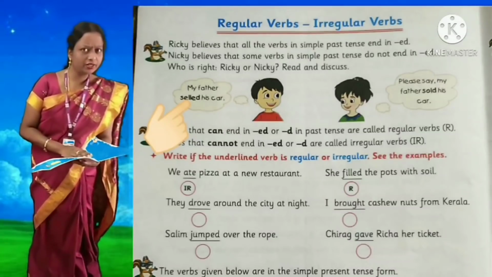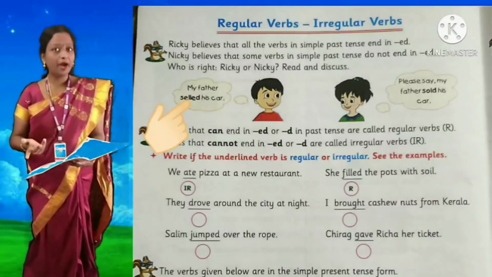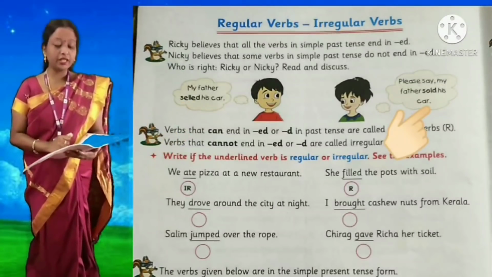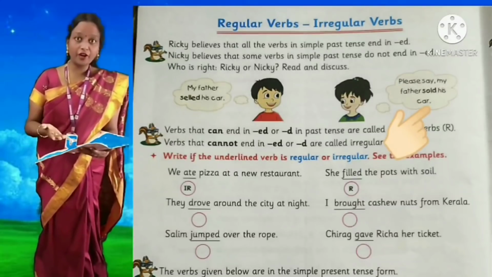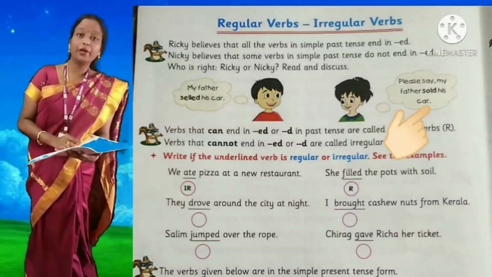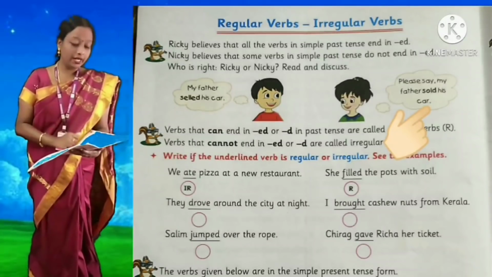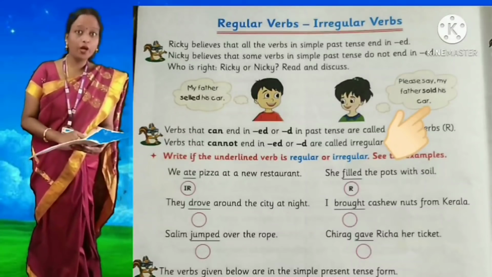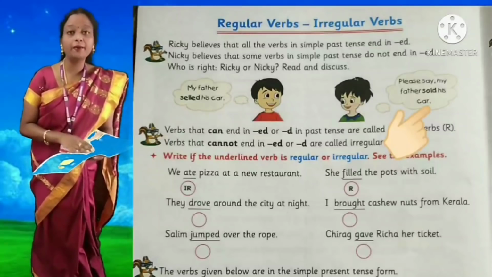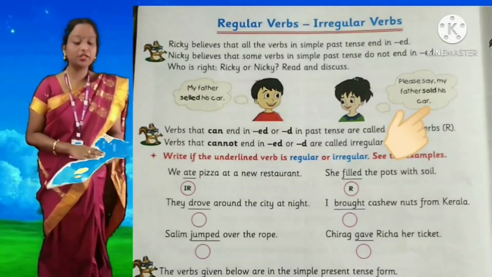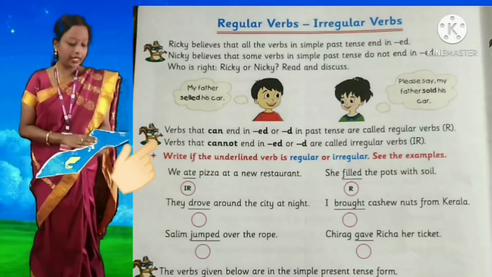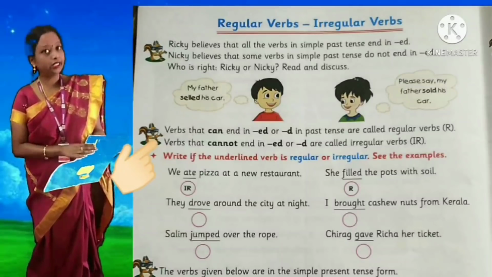Is it correct, children? Now Ricky is saying, my father sold his car. Nikki is saying the same. So, sell will become sold. Here, Nikki is right. Sell will not become sell-ed. So sell will become sold. Yes, children?